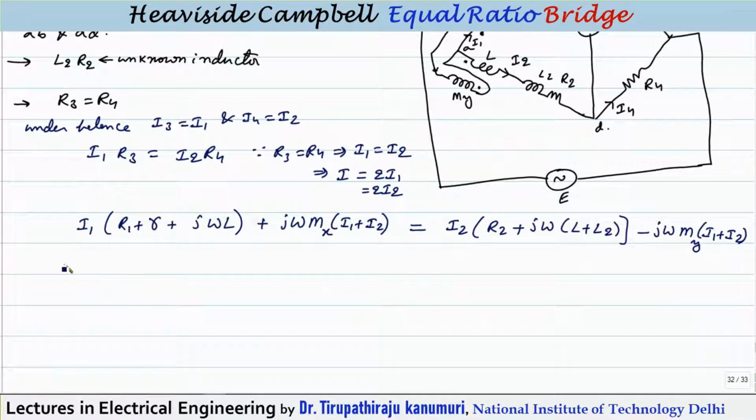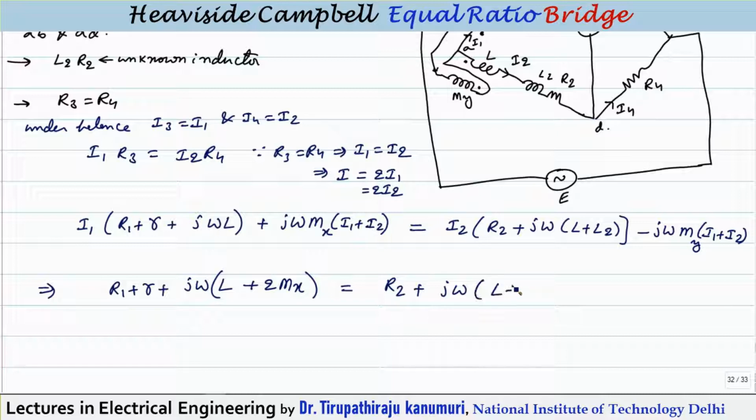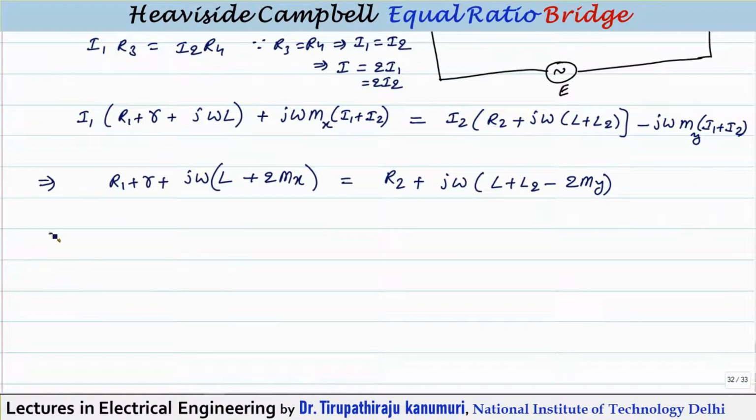Now since the value of I1 is equal to I2, I1 plus I2 I can write as 2 times of I1 or 2 times of I2. So this I can further simplify as R1 plus R plus j omega into (L plus 2 times of Mx), because I1 plus I2 is 2 times of I1. This will be equal to R2 plus j omega into (L plus L2 minus 2 times of My). We can write like that. So this I can further simplify.